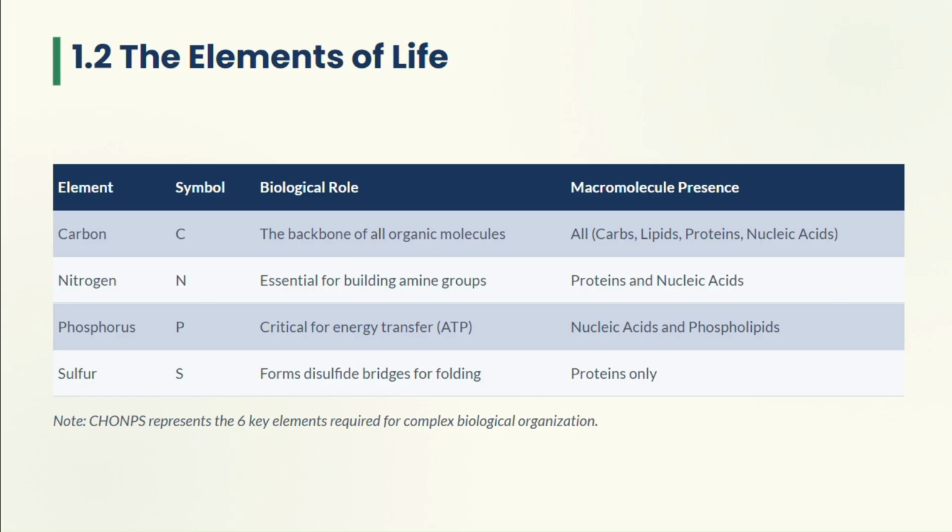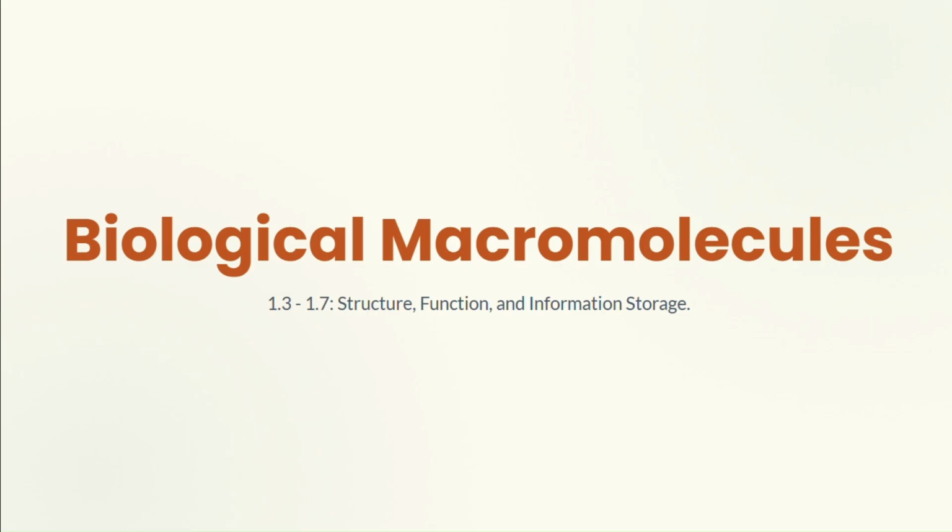Phosphorus is critical for energy transfer, and it is present in nucleic acids and phospholipids, which are a type of lipid. Sulfur forms disulfide bridges for folding, and it is only present in proteins. Note: CHNOPS represents the 6 key elements required for a complex biological organization. Memorizing that acronym is helpful for exams.